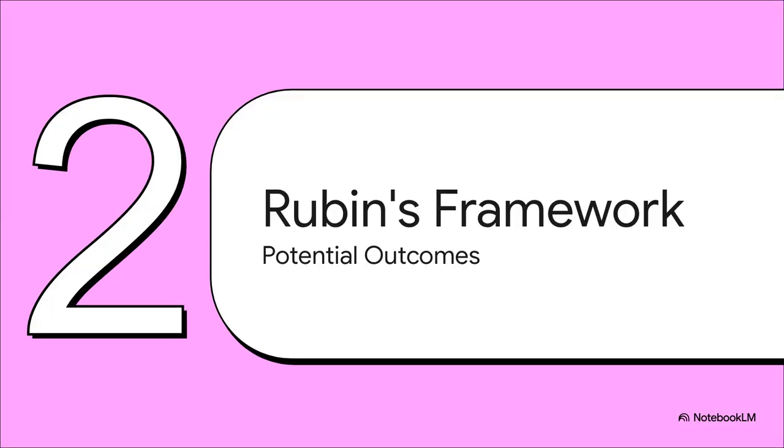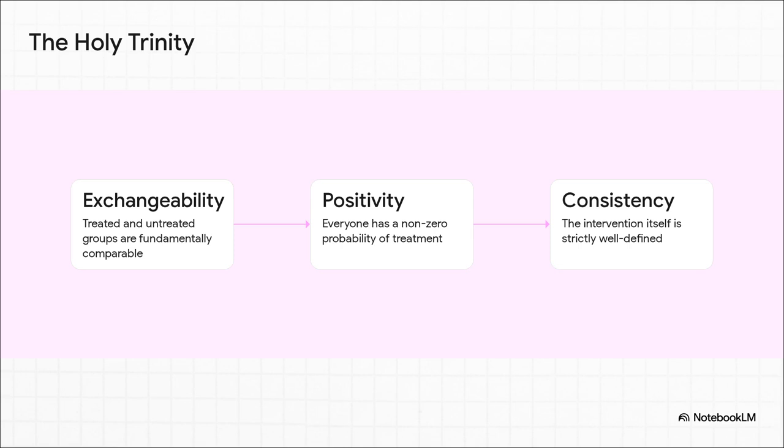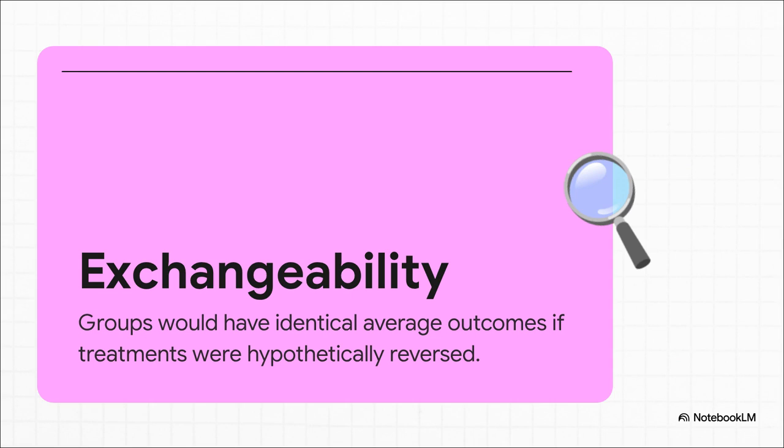Section 2. Rubin's framework. So, how do we estimate a causal effect from observational data? Well, Rubin's potential outcomes framework relies on three core assumptions. You can think of these as the holy trinity of identification: exchangeability, positivity, and consistency. Let's unpack that first one, exchangeability. It essentially means that if our treated and untreated groups hypothetically swapped their treatments, they'd have identical average outcomes. In plain English, any differences we measure are strictly due to the intervention itself, not some underlying confounding factors like wealth, genetics, or healthcare access.